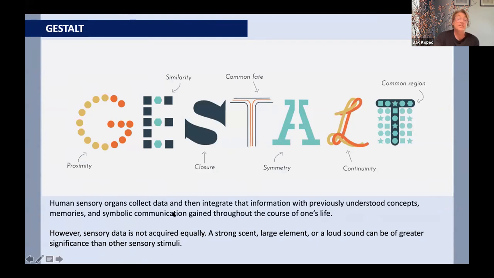So that brings us into gestalt. The fundamental premise of gestalt is that the whole is greater than the sum of its parts. We have 7 basic laws. They're actually really 5, but they've been expanded to 7. The first one is proximity, and that is, when things are close together, they appear related. They may not be related.